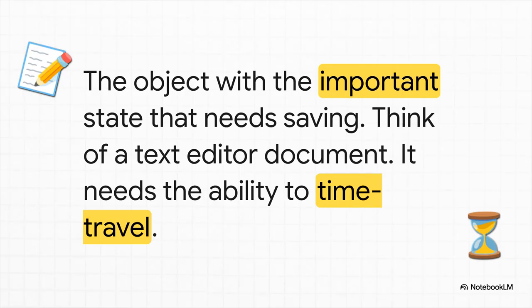First up, meet the originator. This is our main object, the one with all the important information we need to save. Think of your text document or your character in a video game. It's got the content, the cursor position, the health points, all the stuff that defines its current state. The originator is the one we want to give time travel powers to.